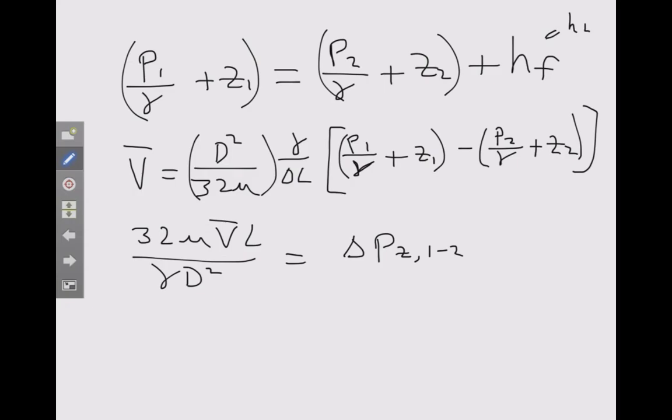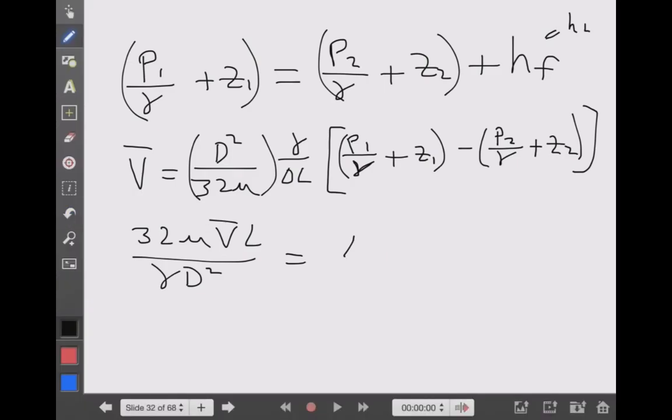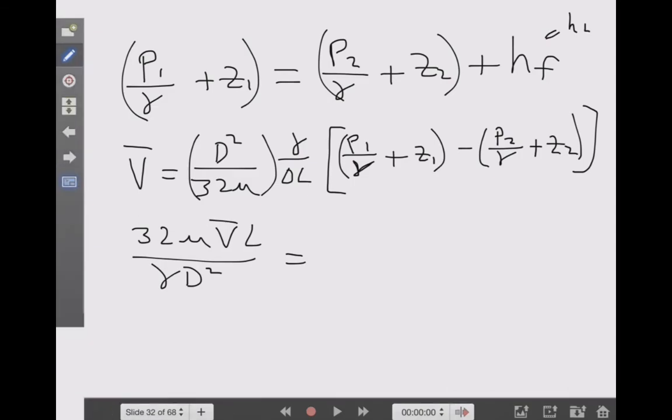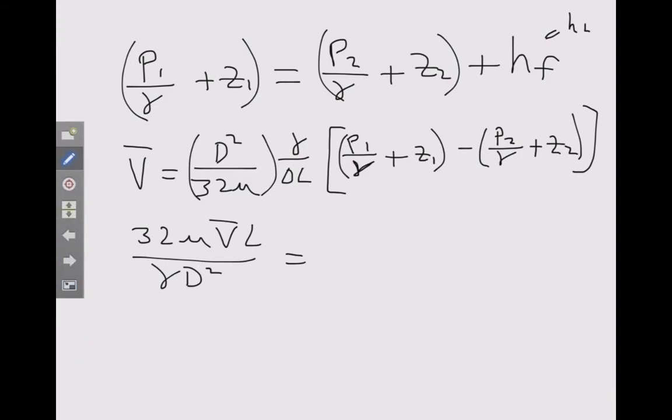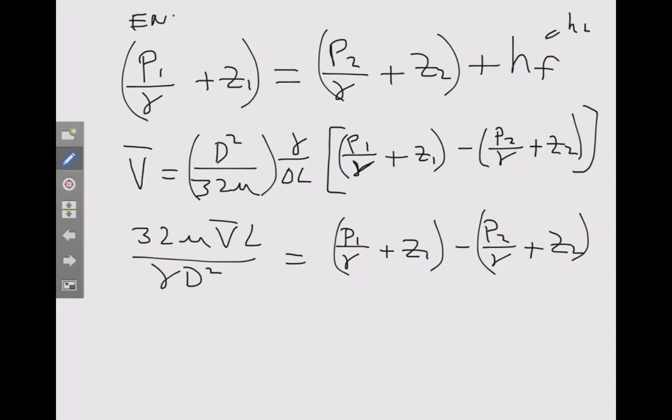Actually, maybe I should write that out. I think I'm going to backtrack and write that out because it's very key that you understand this step, that this quantity equals P1 over gamma plus Z1 minus P2 over gamma plus Z2. When we compare this to the energy equation up here, we can see that this quantity right here is equal to HF.